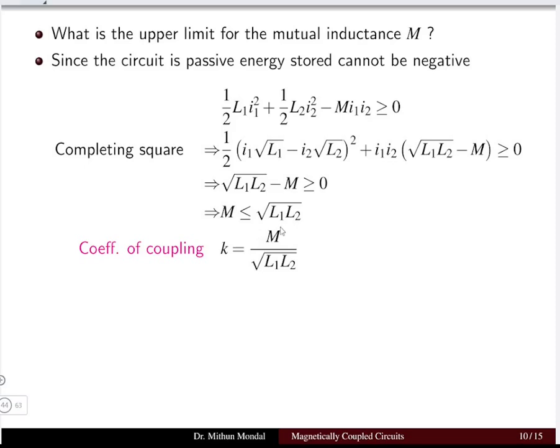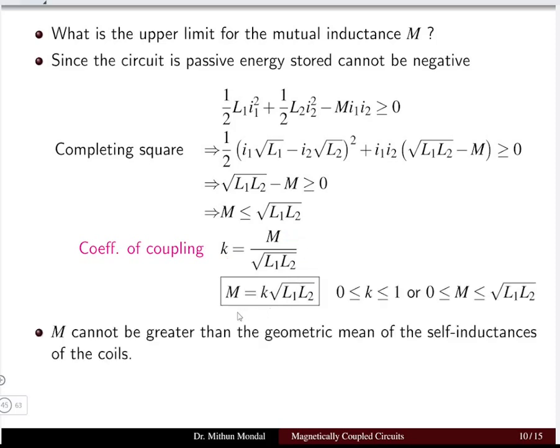Now there should be some constant term, which is known as the coefficient of coupling, where the mutual effect will be m by under root of L1 L2. So the mutual inductance is equal to k times under root L1 L2, where k can be varied from 0 to 1 and m can be varied from 0 to under root of L1 L2.